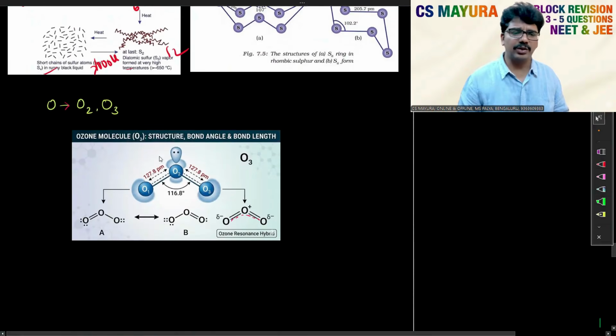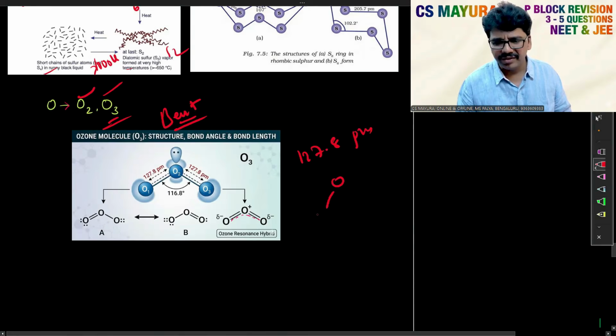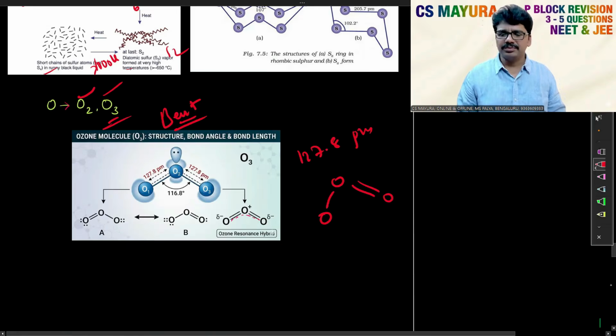Next, oxygen has two allotropes, ozone and oxygen. Oxygen we know. Coming to the ozone structure, this ozone has a bent structure or angular structure. Bond length is 127.8 picometers. So if I take the structure like this, the maximum covalency of oxygen is 3. In rare cases it is 4. Normally it won't be 4, it is 3.